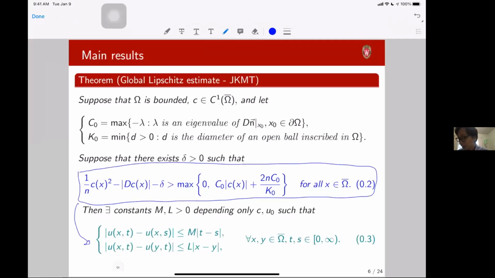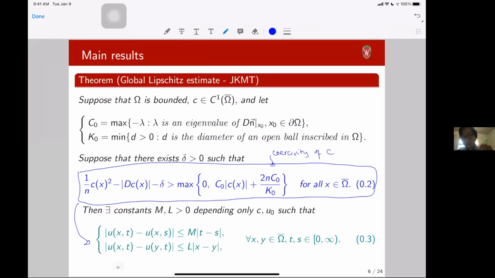So this condition, in the literature of level set mean curvature flow or Hamilton-Jacobi equations, sometimes we call a coercive condition. Not exactly, but sort of coercivity of C.